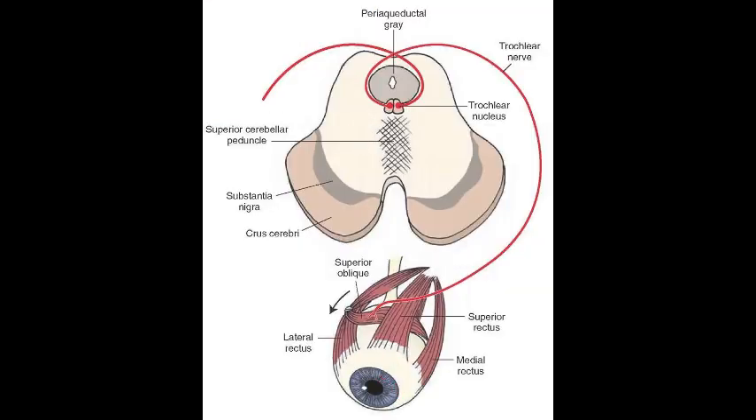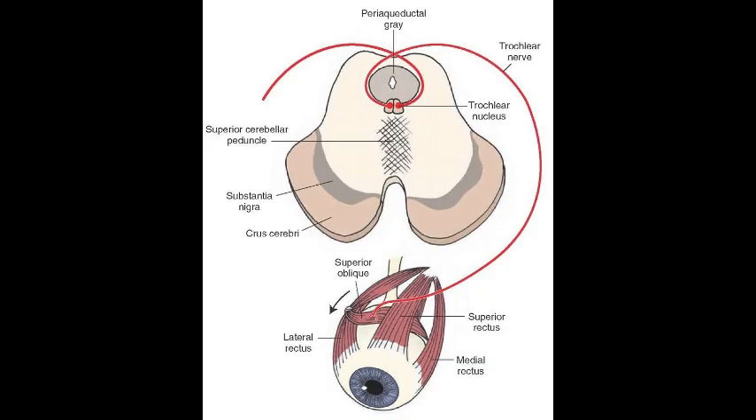Right. So now that we've talked about the trochlear nerve and the extraocular muscle affected, the superior oblique, let us take a deeper look into the trochlear nerve. Now, the trochlear nerve is a very unique nerve in the sense that it's the only cranial nerve that exits dorsally from the midbrain, which is a part of the brainstem.